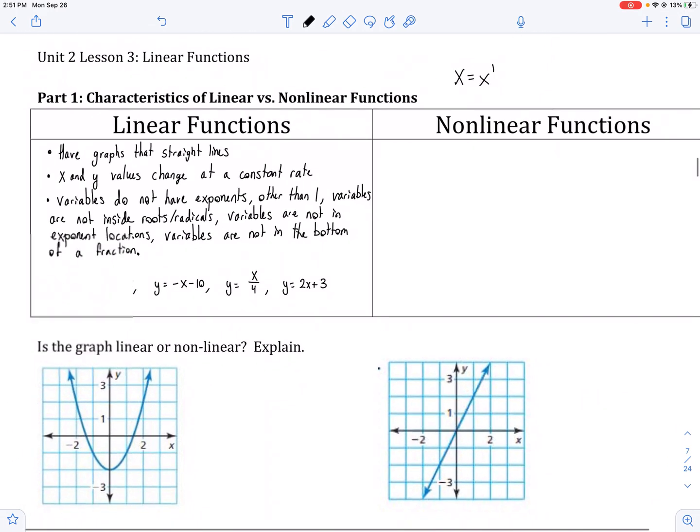Nonlinear functions have pretty much the rest of these things. Graphs are not straight lines. X and y values do not change at a constant rate.